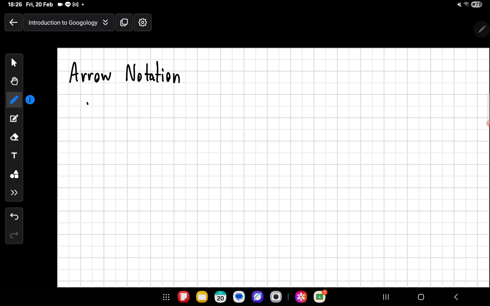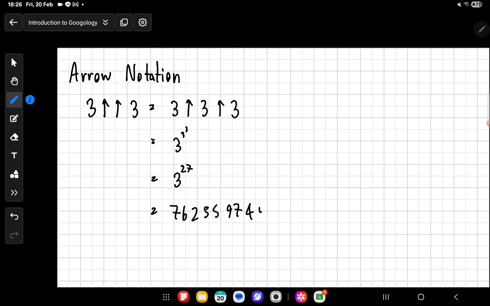So, here's an example. 3 double up arrow 3. What will that be? It will be 3 up arrow 3 up arrow 3. And that is... No. It's 3 to the power of 3 to the power of 3. Now it's 3 to the power of 27. And that is 7625597484987. And that number is just a lot, right? A literal ton.